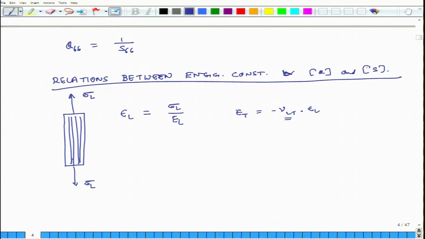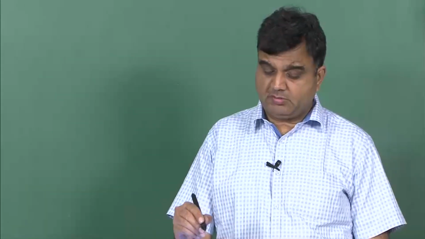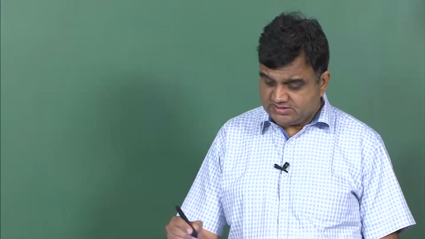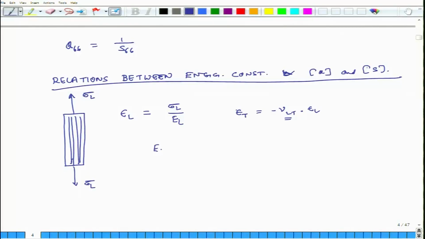Similarly, if you test this specimen in the transverse direction, you can calculate its E T and nu T L and so on and so forth. And then if you test the specimen by applying only a pure shear load, then you can calculate its GLT. So, the point is, by making some simple engineering experiments, we can experimentally find out EL, ET, nu LT, nu TL and GLT, and these two constants are related.